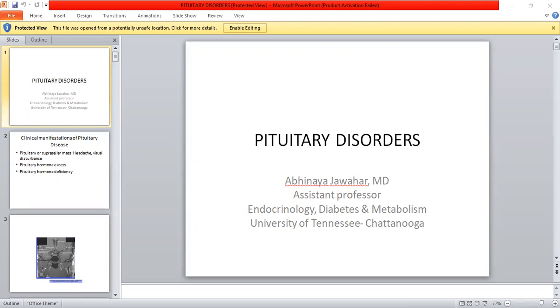Which of the following is the most appropriate next step in the evaluation of this patient? An inferior petrosal sinus sampling for growth hormone, measurement of growth hormone after an oral glucose load, referral to neurosurgery, or measure growth hormone after insulin-induced hypoglycemia.